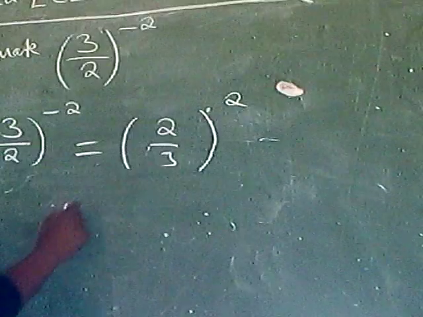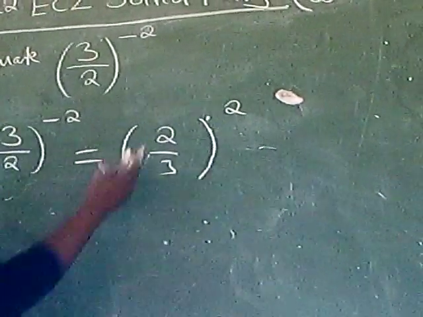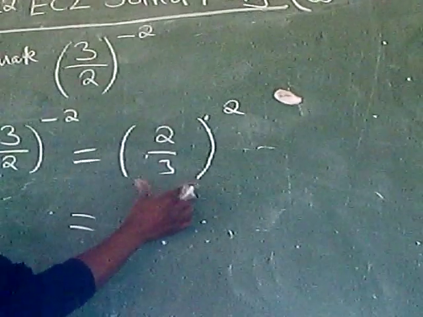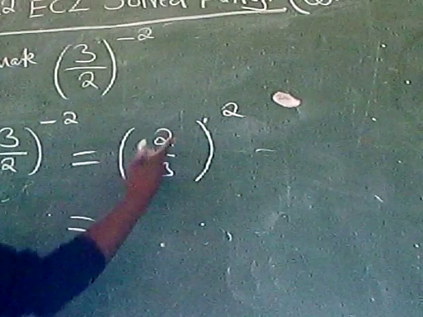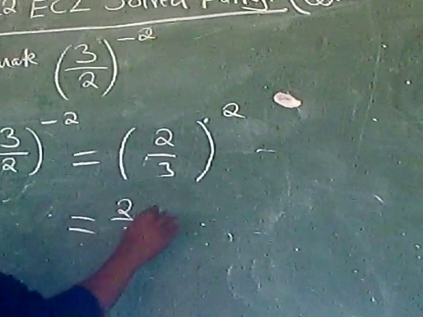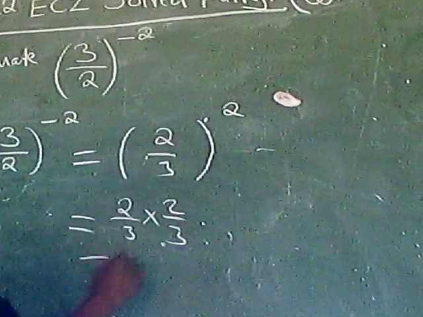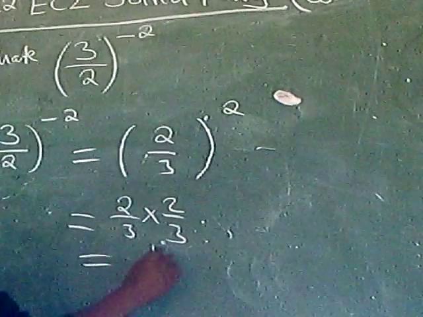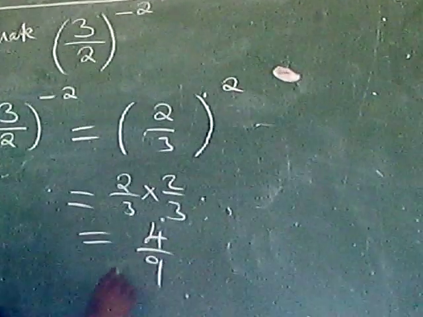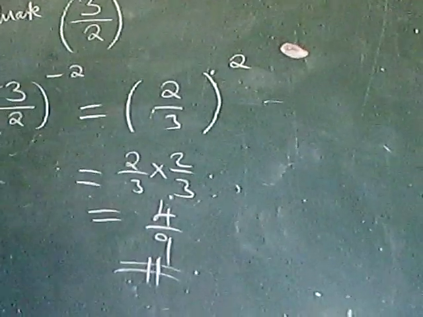The moment you do this, you have your answer, because 2 over 3 as a fraction raised to the power 2 simply means 2 over 3 times 2 over 3. And this will give you 2 by 2, that is 4, and 3 by 3, that is 9. And this is your answer.